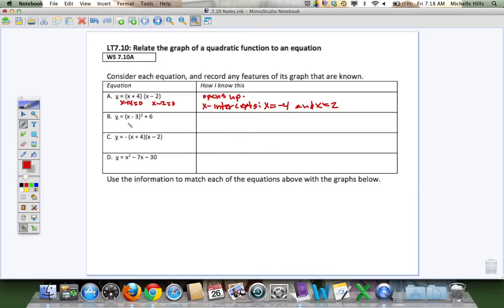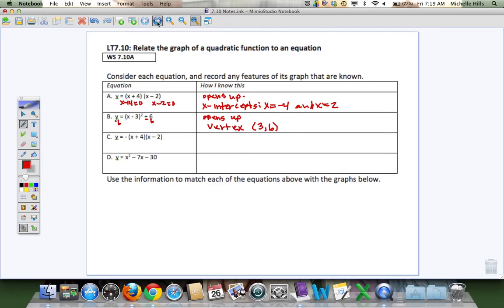Now, the next one, I know it also opens up because the coefficient of x squared is positive. This one is in vertex form. So I know the vertex is the point positive 3, positive 6. The reason it's positive 6 is that if I subtracted 6 from both sides to get that 6 back with the y, it would be a y minus 6.